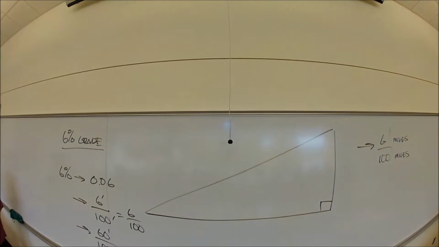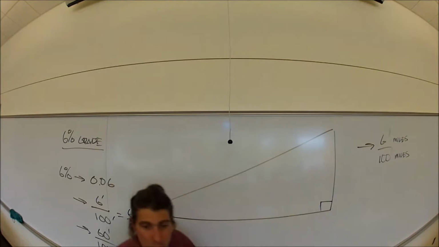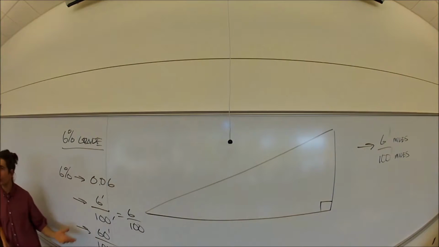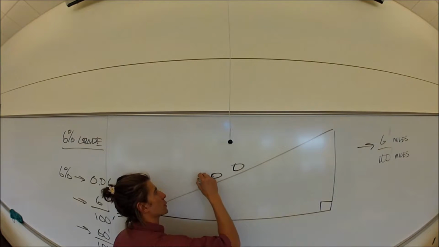So anyway, the idea of grade is that you've got some kind of ratio, 6 to 100. Where is the 6 and where is the 100? So here's the road. Here's you and your car. Well, there's your car.